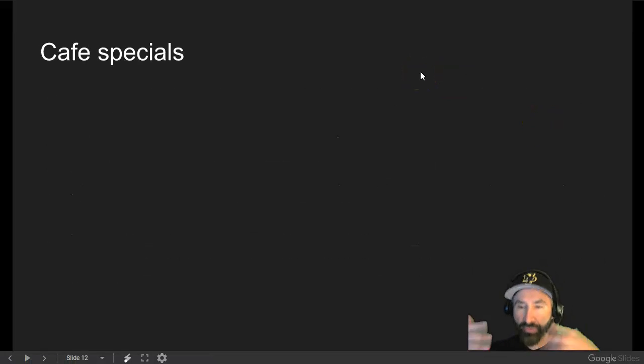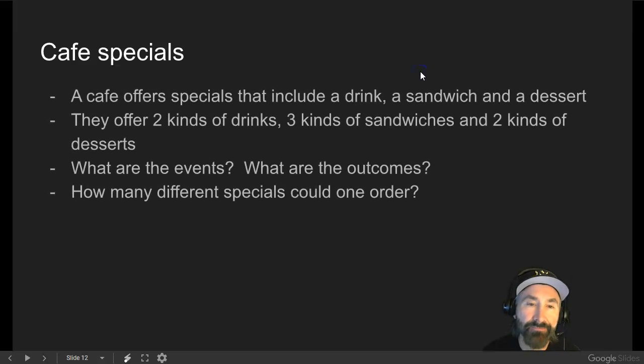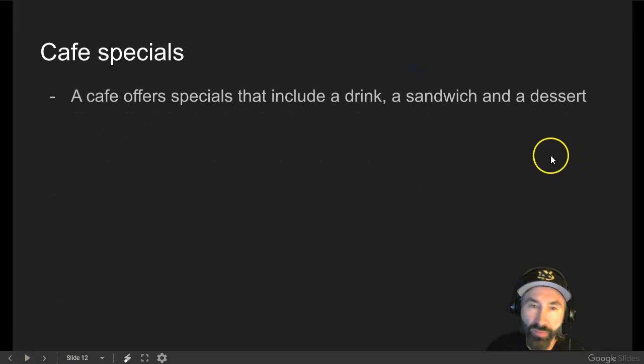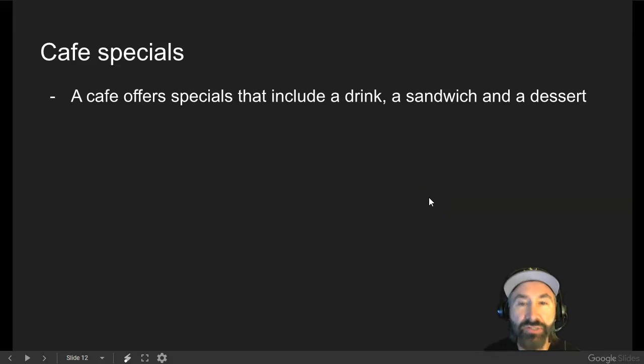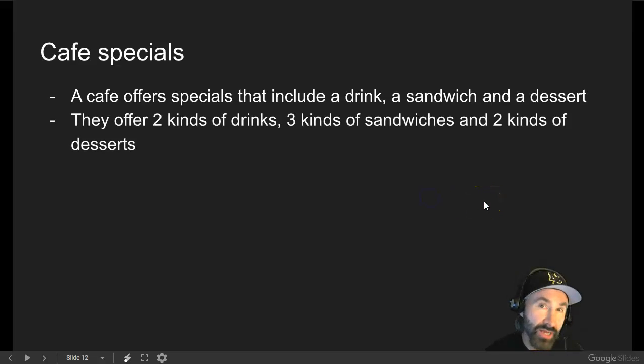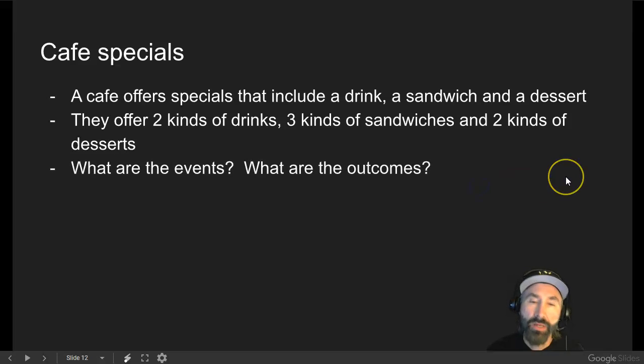Let's take a look at another food special situation. So a cafe offers specials that include a drink, a sandwich, and a dessert. They offer 2 kinds of drinks, 3 kinds of sandwiches, and 2 kinds of desserts. And the question we'd like to have answered is, how many different kinds of specials could we have? Or how many different ways could we be presented with a special?